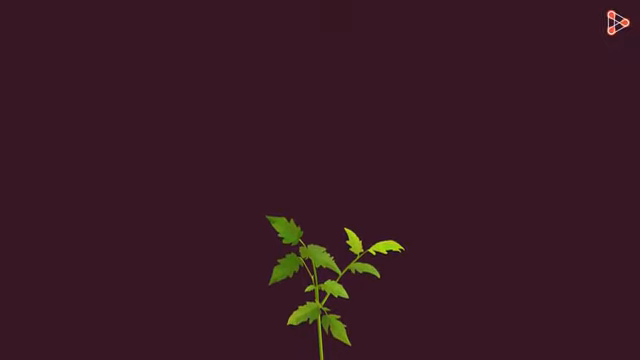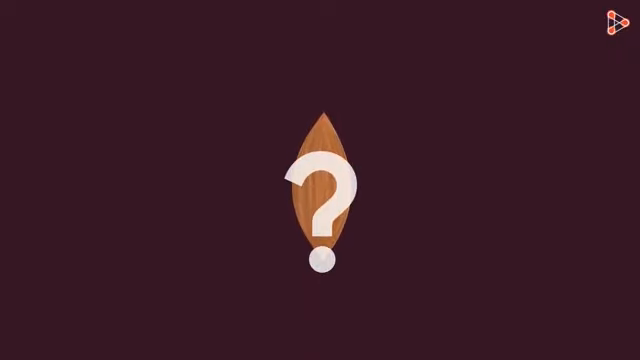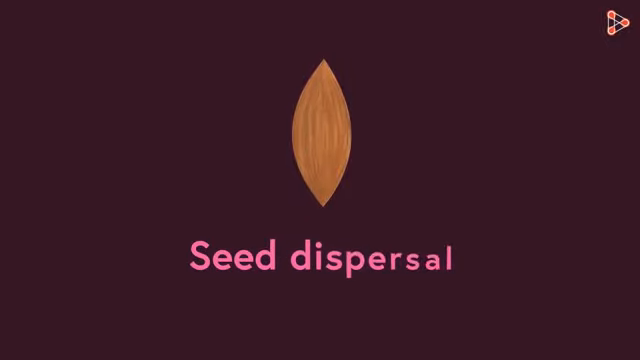When seeds are sown in the soil and when they achieve favorable conditions, they germinate to give us a new plantlet. Now the next question is, how do seeds get rooted every time in the soil? Let us get to know the concept of seed dispersal and a few more interesting concepts in the next video.